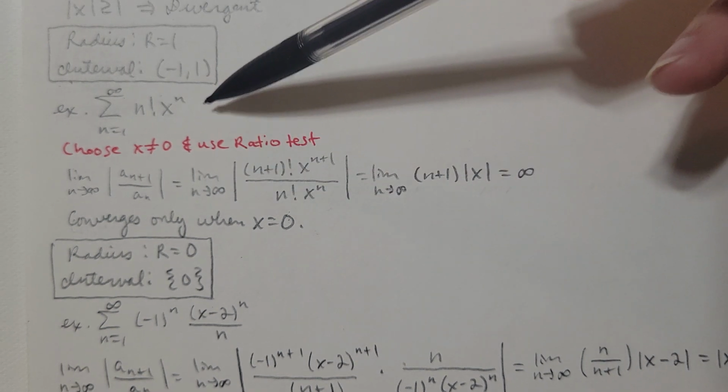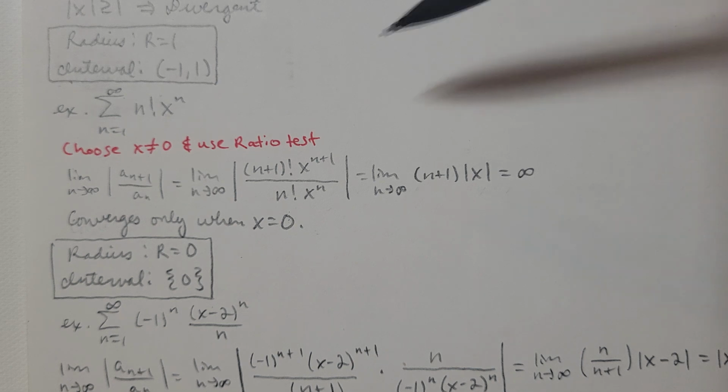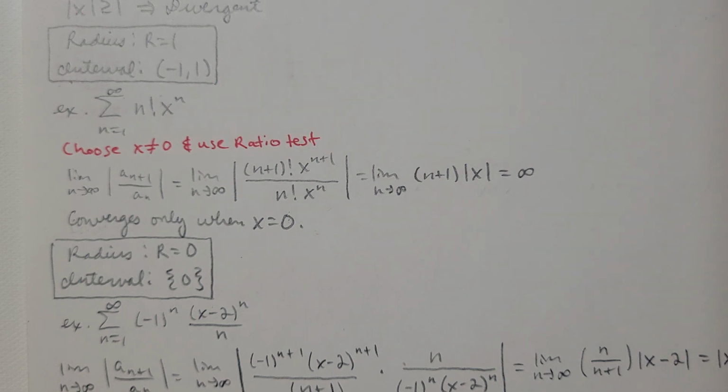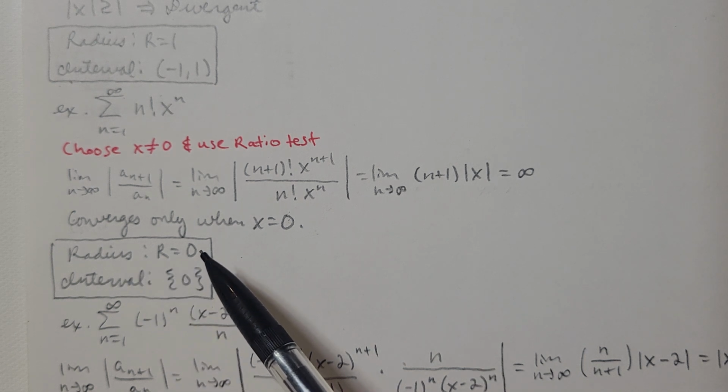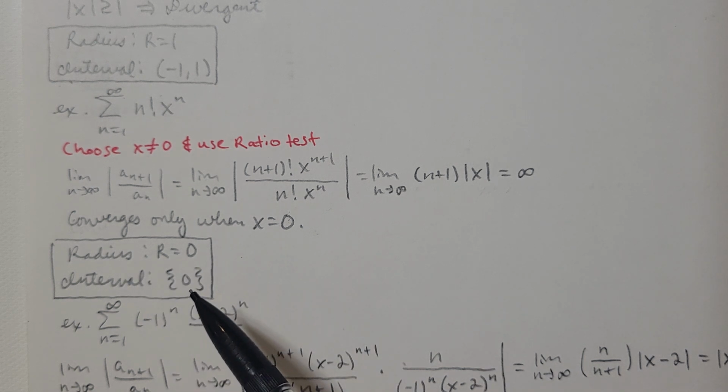So this series is going to converge only when x is 0. Okay, the radius would be r equals 0, and the interval is just the number 0. Okay, so any other number for x means you got a divergent series.